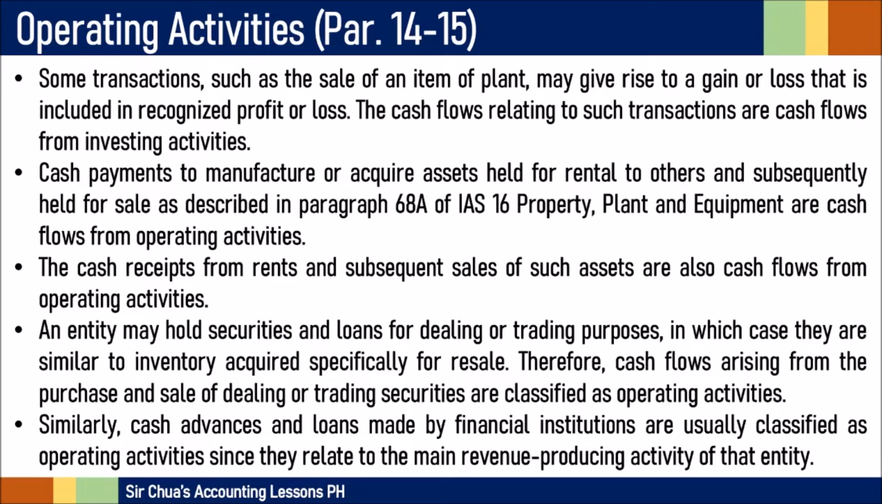Now, also the standard tells us that cash payments to manufacture or acquire assets held for rental to others and subsequently held for sale, as described in paragraph 68A of IAS 16 PPE, should also become part of your cash flows from operating activities. So you need to be wary of that because it's held for rental. And as you know, when you receive something from your rental, that's actually operating activities. So if those assets are held for rental or subsequently held for sale, that actually forms part of your cash flows from operating activities. The cash receipts from rents and subsequent sales of such assets are also cash flows from operating activities.